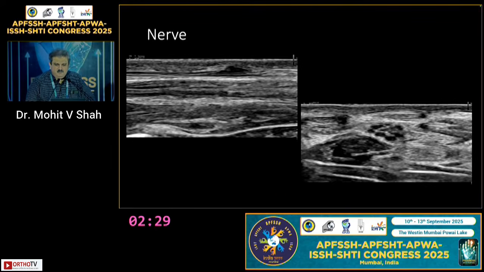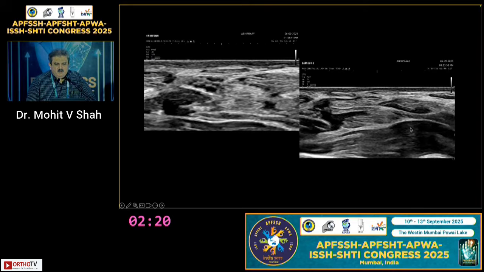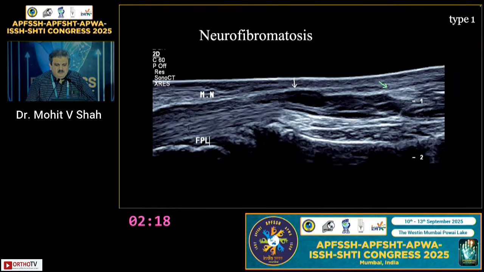Nerves appear as a honeycomb structure in transverse view, and we always prefer to trace the nerve in a transverse view because we can see these fibrils arranged in a nice bundled way, and that's how we look at the nerve. And we look at all the aspects of the nerve. We can trace the nerve well.